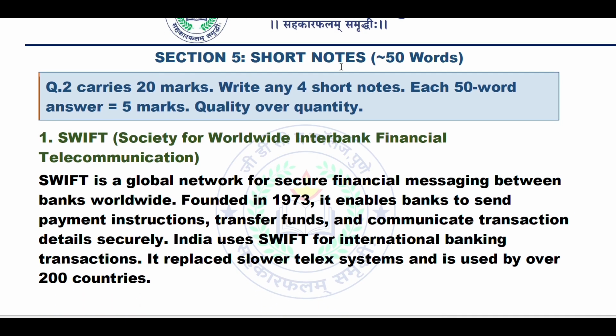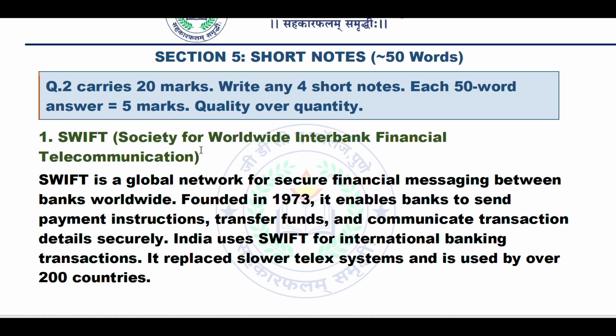So section 5, write short notes with a minimum 50 words requirement. This question comes every year in question number 2, which carries 20 marks. Write any 4 short notes, each with a 50-word answer. At least you have to write 5.5 to 6 points for each short note, so that carries 5 marks. Again, I'm telling you, quality over quantity. That is very important in short notes, so always remember this. Quantity is not important. Quality is important. Quality points you have to mention.